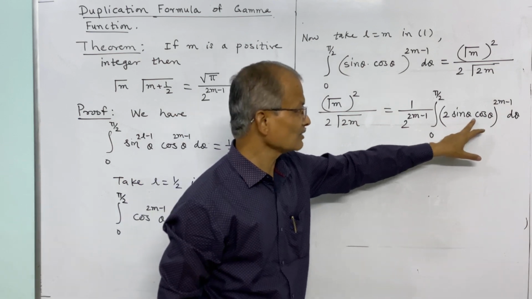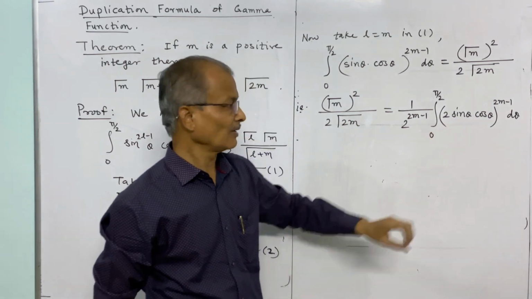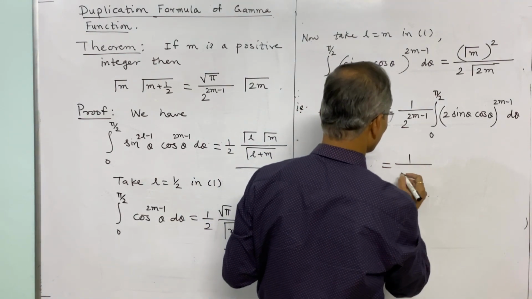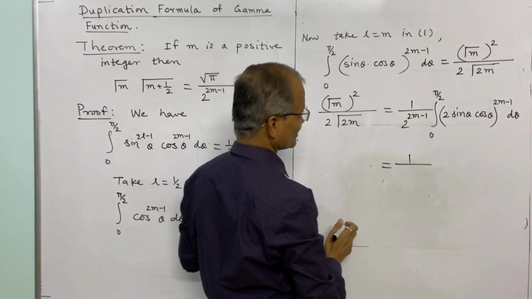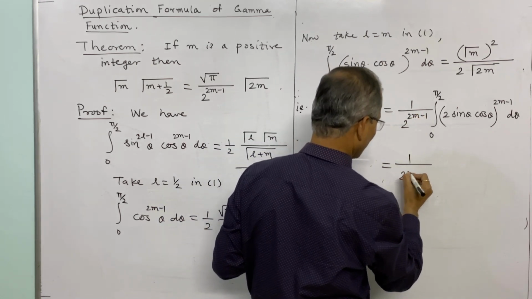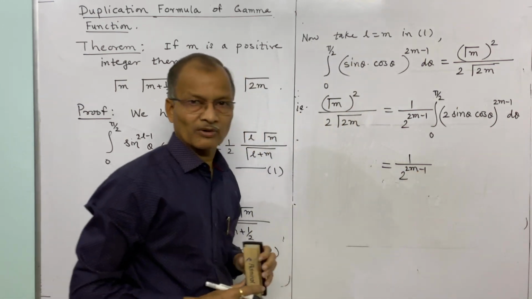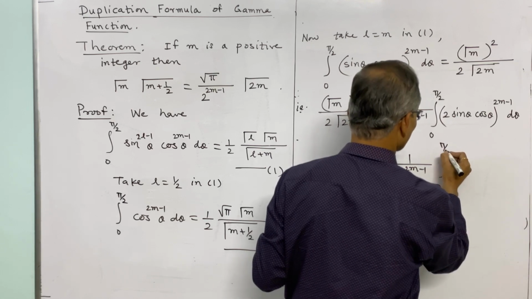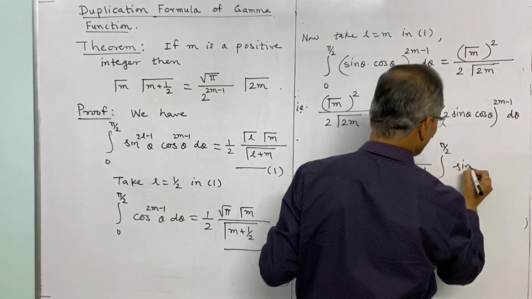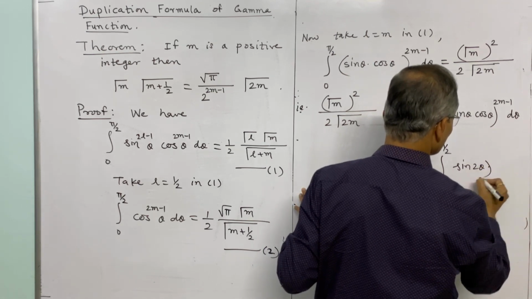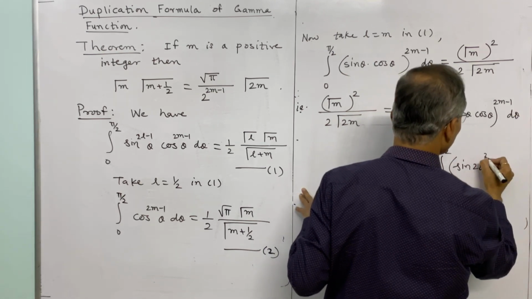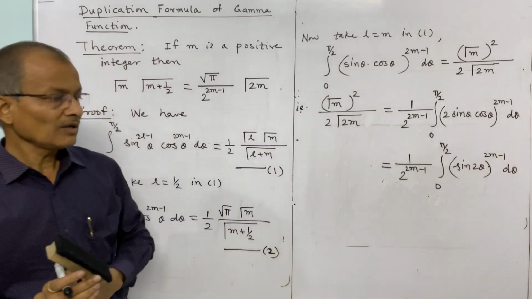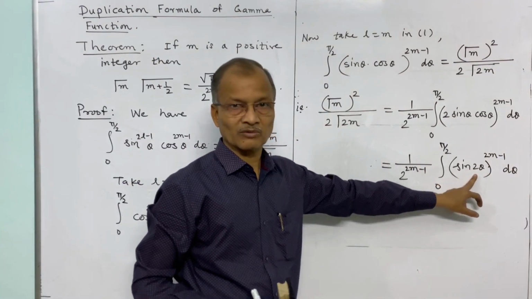Why have we written this? Because now we will write this as sine 2 theta, and thus this is equal to 1 upon 2 to the power 2m minus 1, and this is integral 0 to pi by 2, sine 2 theta raised to the power 2m minus 1 into d theta. Now we shall make the substitution: 2 theta is equal to z.